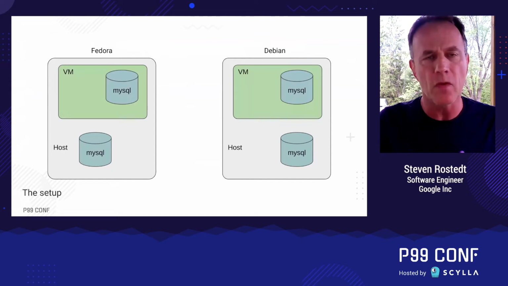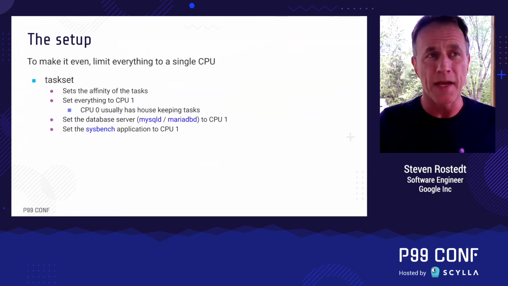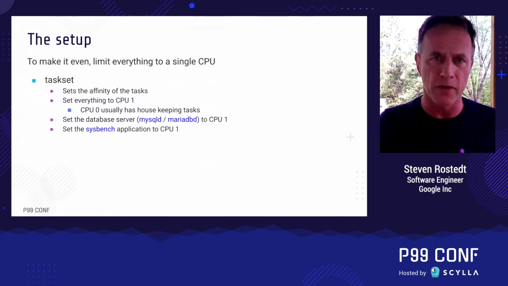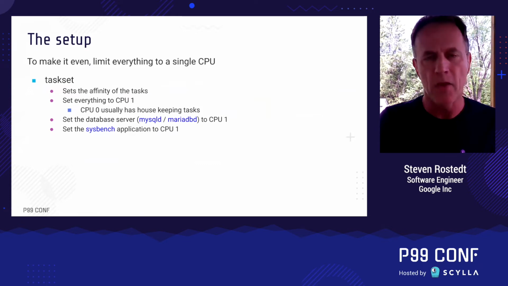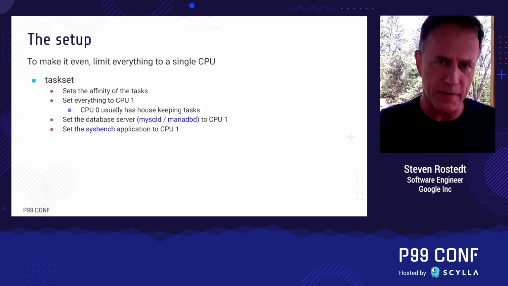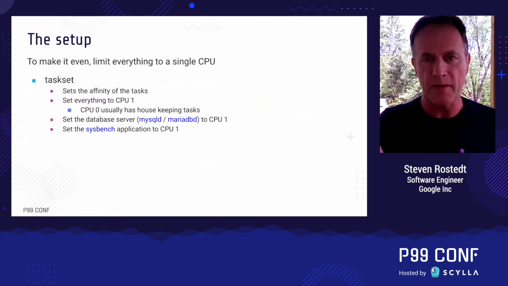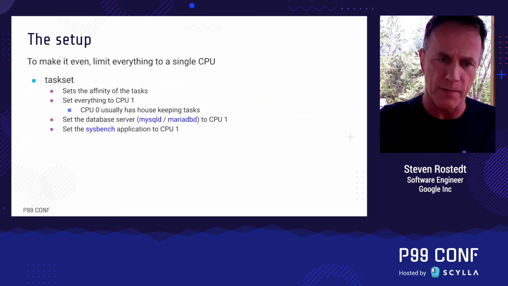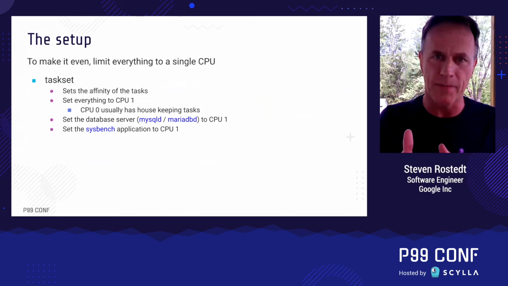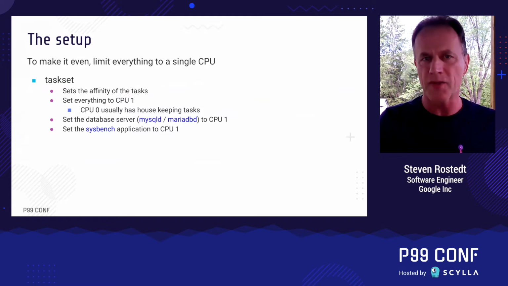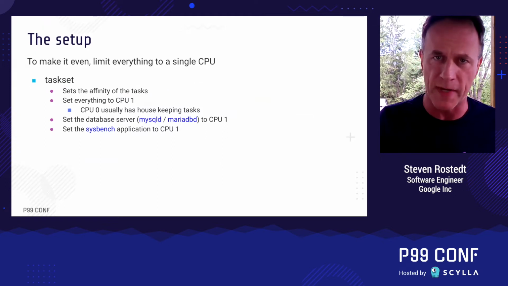The setup, to make things even, I decided to make sure that all the test cases and all the database servers were running on a single CPU. So I used the taskset utility to assign each of these processes to a single CPU. I assigned it to CPU 1. I usually suggest if you're going to do something like this and assign it to a single CPU, that you would assign it to CPU 1 and not CPU 0, as CPU 0 is sometimes used by the kernel for housekeeping tasks. I didn't want those to interfere with my tests, so I make sure everything's assigned to CPU 1.